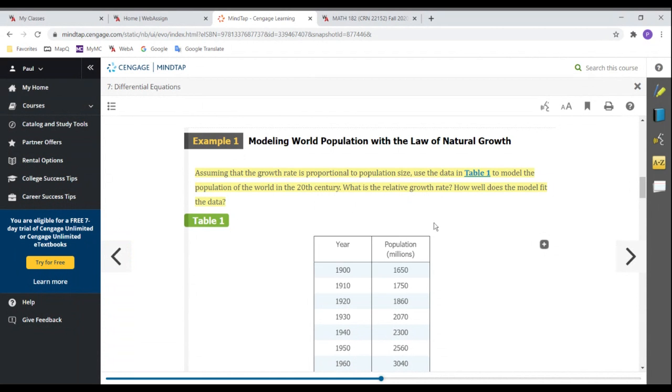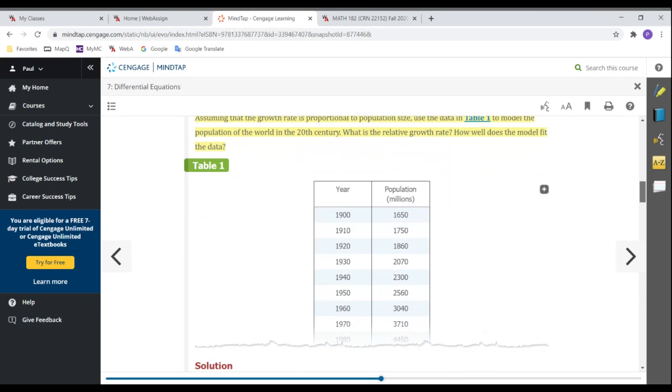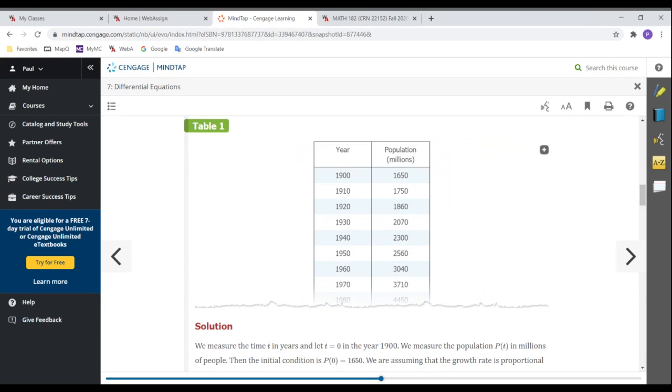All right, and assuming that the growth rate is proportional to population size, use the data in table 1 to model the population of the world in the 20th century. So, the book, we're in the 21st century now, but the book has been around a long time. What they have here is a table with years and U.S. population in millions.